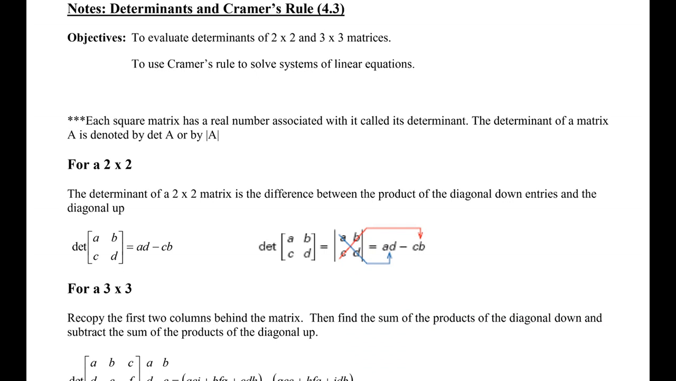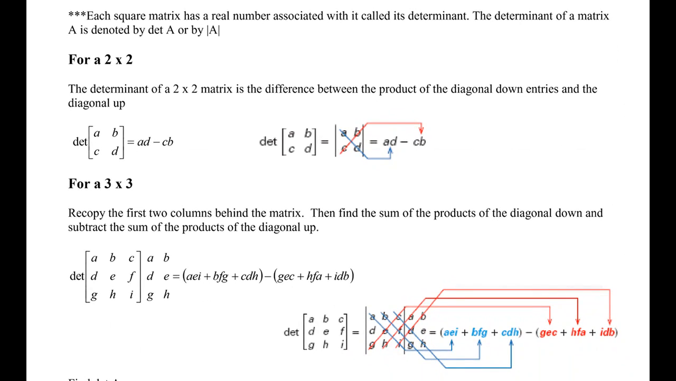Tonight's notes are on determinants and Cramer's rule. Each square matrix has a real number associated with it called its determinant. The determinant of a matrix A is denoted by either det A or by the following symbol.